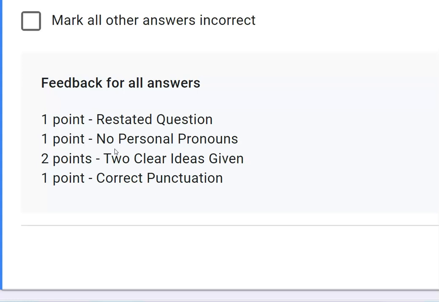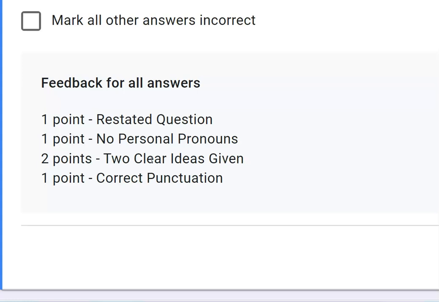Next thing is I'm going to be looking for your 2 ideas given in your thesis. So remember, we talked in our review yesterday about how the magic number to remember with thesis statements is 2. After you restate the question, you give your opinion and you give 2 reasons why you feel that way. So 2 is going to be very important today. I'm going to be looking for those 2 reasons in each of your thesis statements.